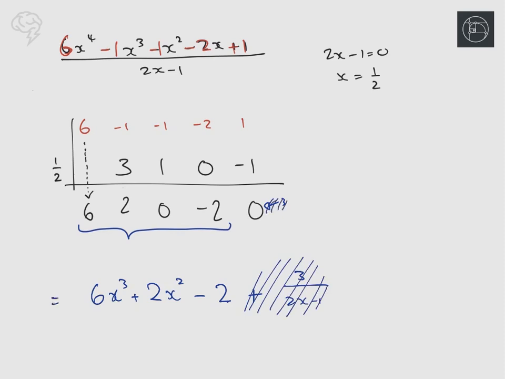Now the only thing you must remember to do is see this 2, we divided through by 2 at the beginning there. That 2 needs to be taken into account. If it's just x minus 1, we've finished. But because there was a 2 there, I need to halve all of this. So the actual final answer is 3x cubed plus x squared minus 1. I'm going to do another example to show you, to try and convince you how easy this is.